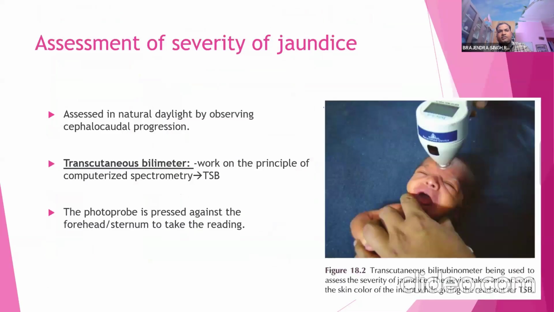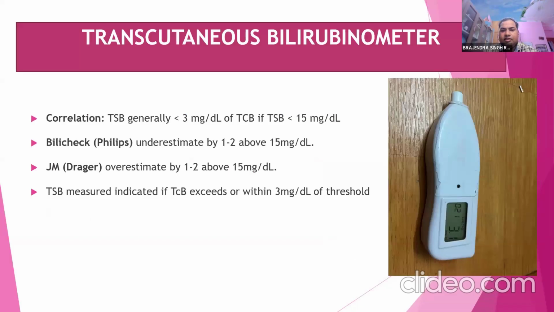The second tool is transcutaneous bilirubin. If at the periphery, NBSU or SNCU, we have transcutaneous bilirubin, then okay, good. If not available, then we can do the screening or initial assessment by the Kramer index. If available, assess in natural daylight, observing cephalocaudal progression. The transcutaneous bilirubinometer works on the principle of computerized spectrometry.